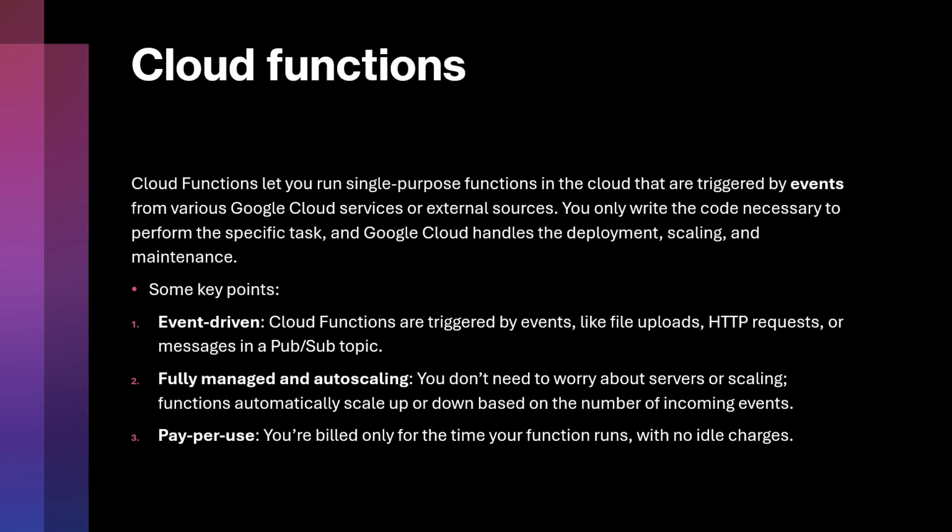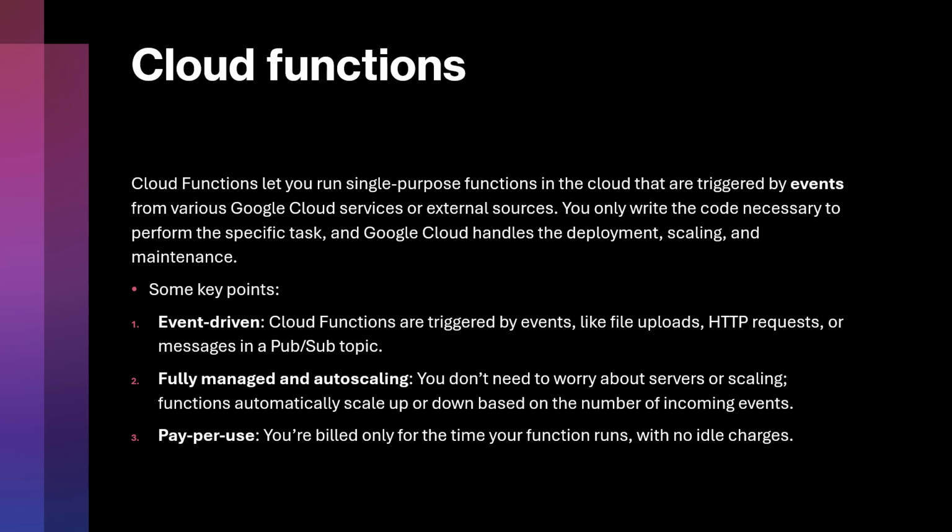Some key points. 1. Event-driven. Cloud Functions are triggered by events, like file uploads, HTTP requests, or messages in a pub/sub topic. 2. Fully managed and autoscaling. You don't need to worry about servers or scaling. Functions automatically scale up or down based on the number of incoming events. 3. Pay per use. You're billed only for the time your function runs, with no idle charges.